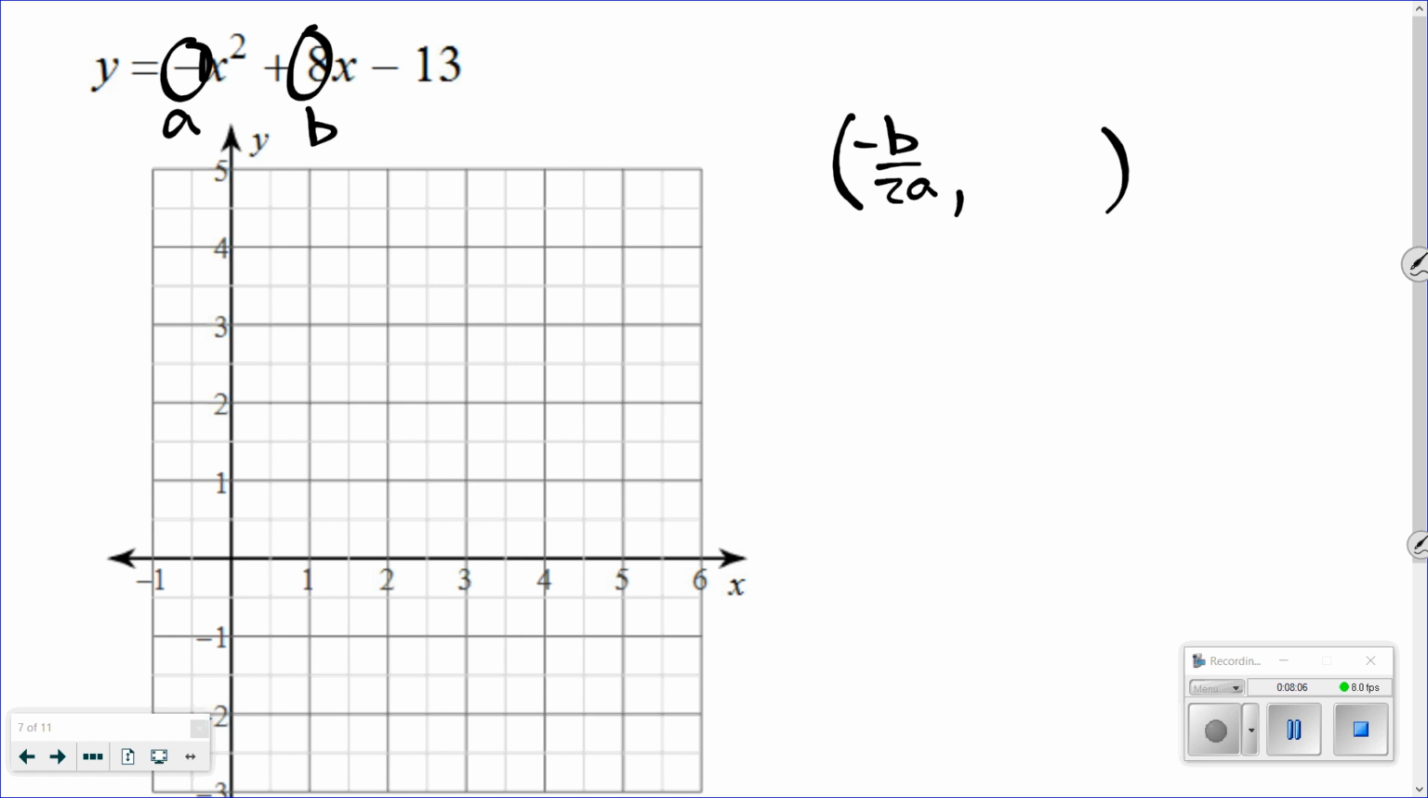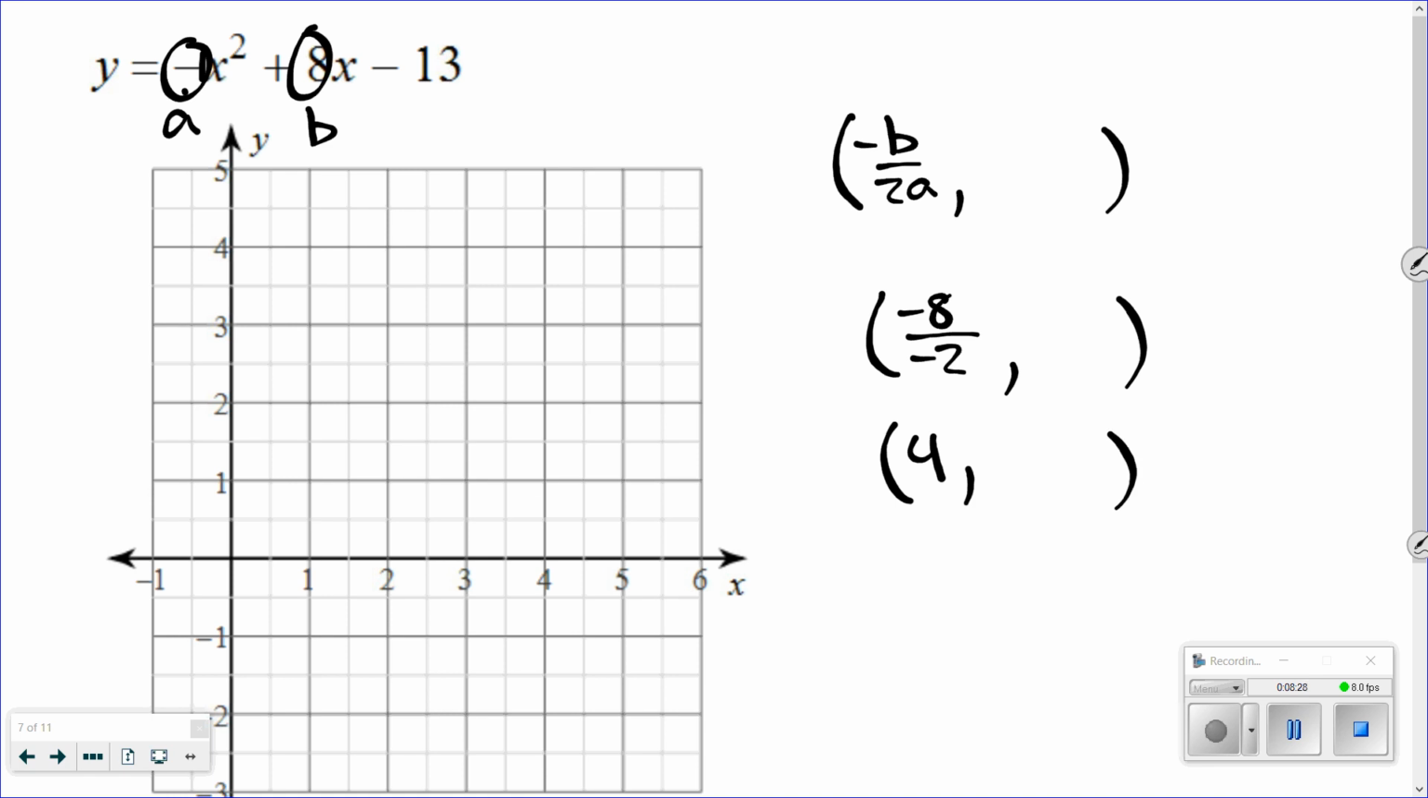Okay, plug them in. So I get b is a positive 8, so the negative flips the sign, so negative 8 divided by 2 times a, and a is a negative 1. 2 times negative 1 is a negative 2. Okay, when I divide two negatives, it comes out to be a positive, so my x-coordinate comes out to be 4.